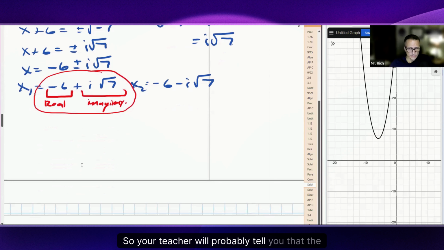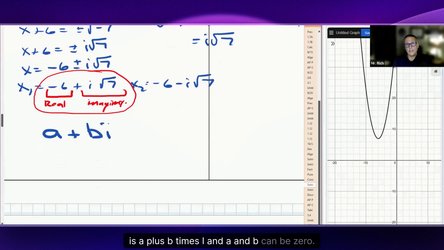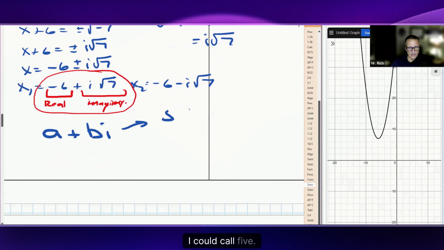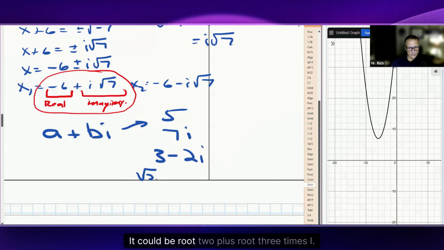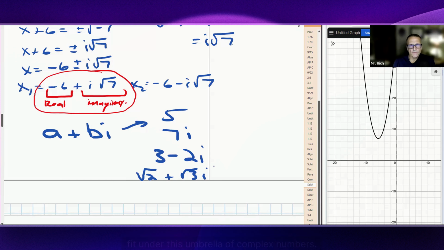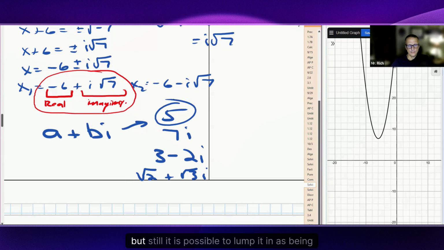Your teacher will probably tell you that the general form of writing a complex number is A plus B times I, and A and B can be 0. So if you look at all the different ways you could have a complex number, I could call 5 a complex number. I could call 7I a complex number. I could do 3 minus 2i. It could be root 2 plus root 3 times I. All of those fit under this umbrella of complex numbers. Now, 5 really is a real number, but it is still possible to lump it in as complex with all of the others.